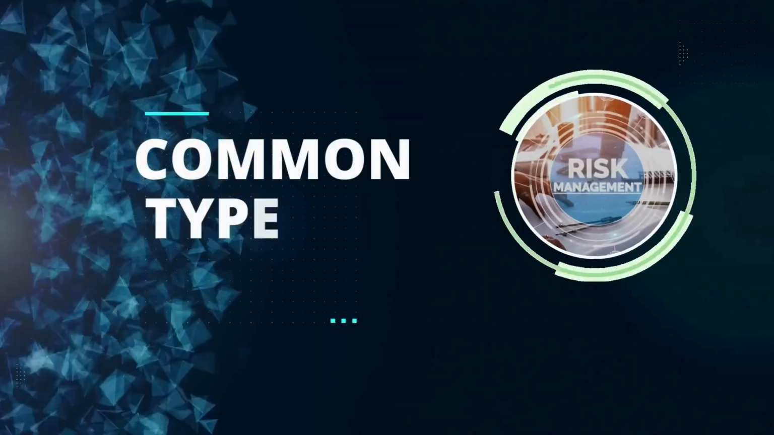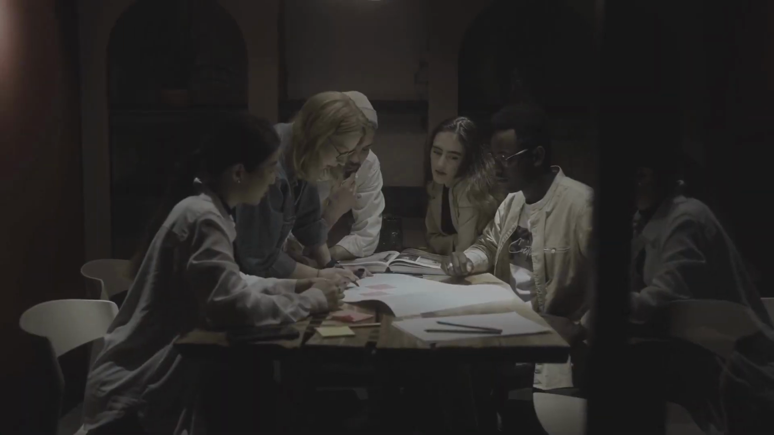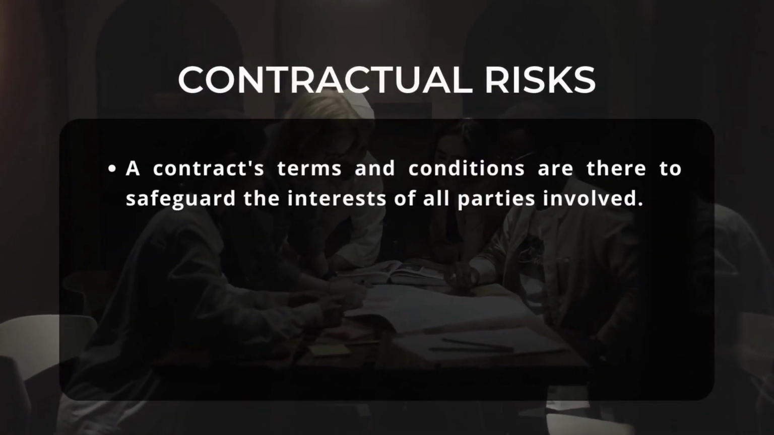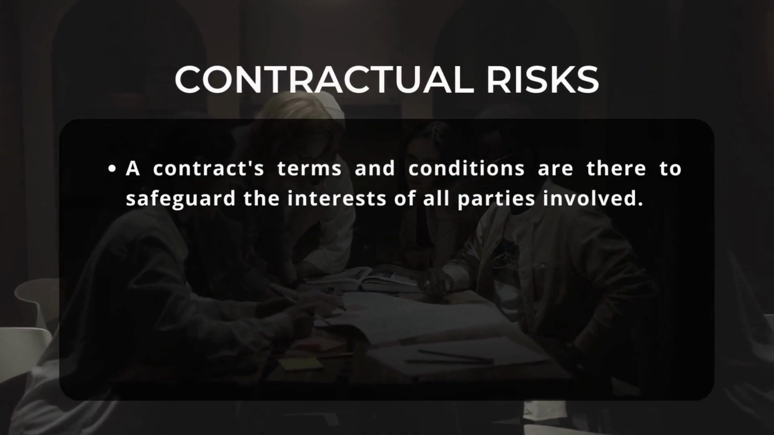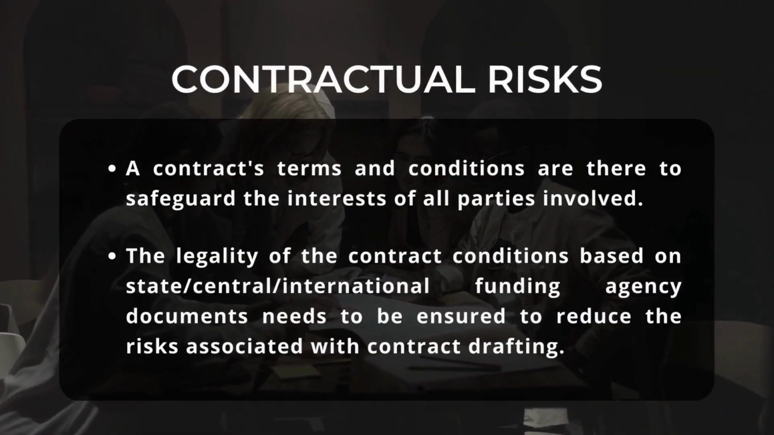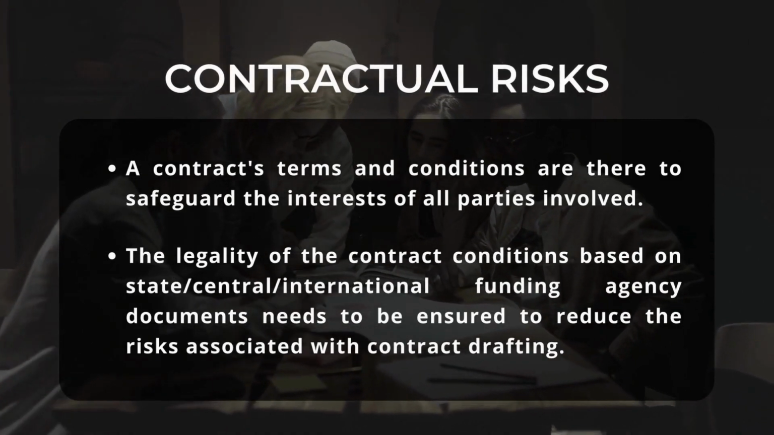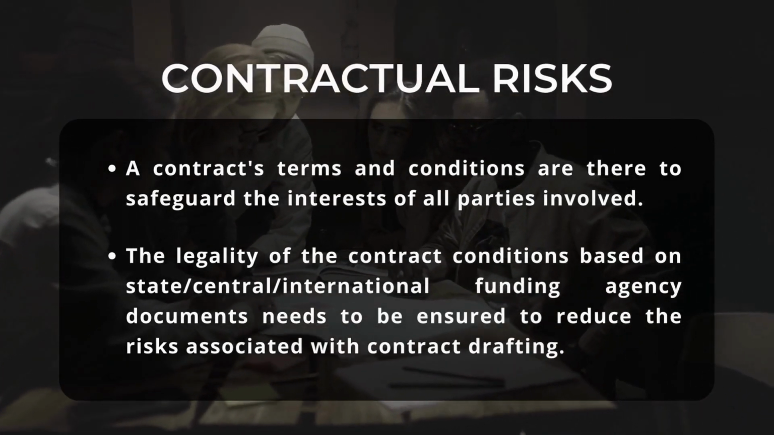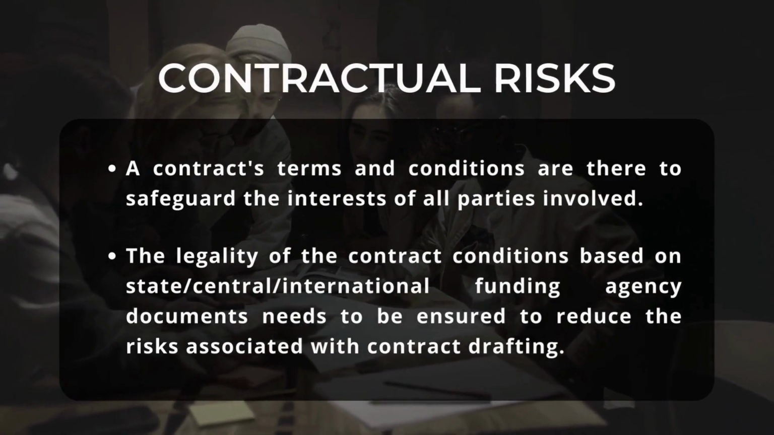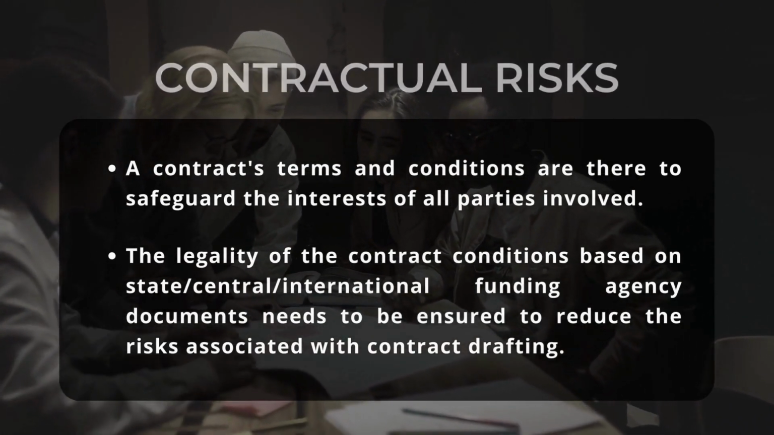The common types of risk. The first one is contractual risk. A contract's terms and conditions are there to safeguard the interest of all parties involved. The legality of the contract conditions based on state, central or international funding agency documents needs to be ensured to reduce the risk associated with contract drafting.